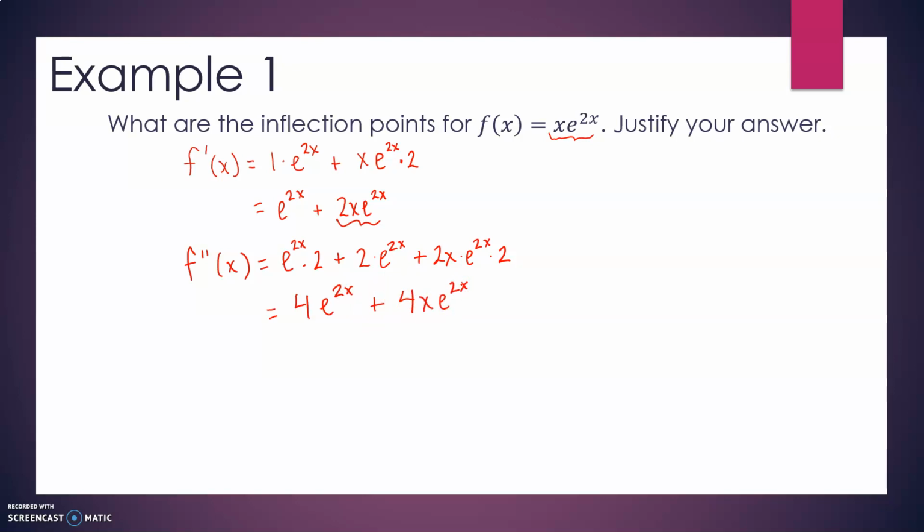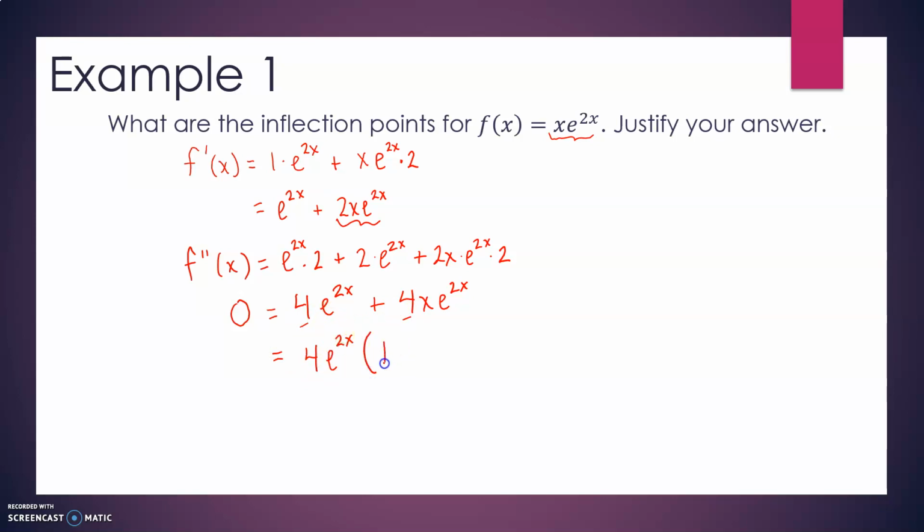Now I want to look for sign change on the second derivative. Sign change could happen if the second derivative is undefined, but this particular second derivative doesn't have any asymptotes or discontinuities, so this second derivative is defined everywhere. Or it could happen when the second derivative is equal to 0. So I'm going to find the zeros of that second derivative. And in order to do that, I will factor. Each term has a 4 and an e to the 2x. So that's my GCF.